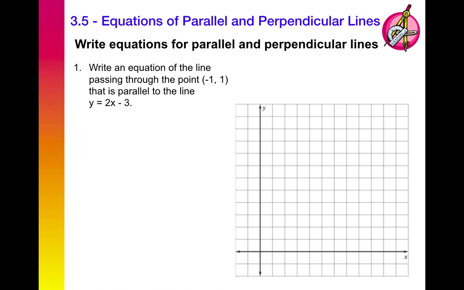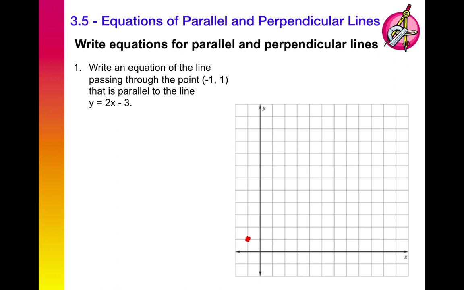Now let's write equations for parallel and perpendicular lines. Write an equation of the line passing through the point -1, 1. So -1, 1 is going to be right here, parallel to the line of this equation.